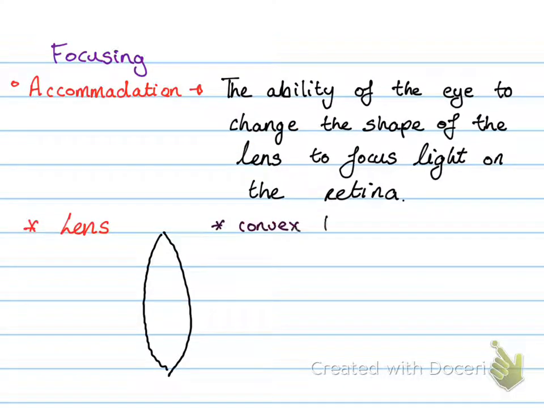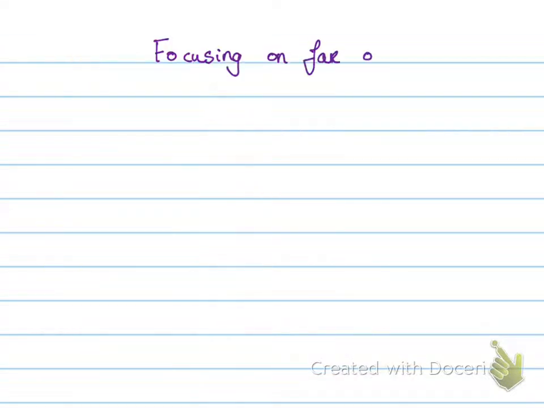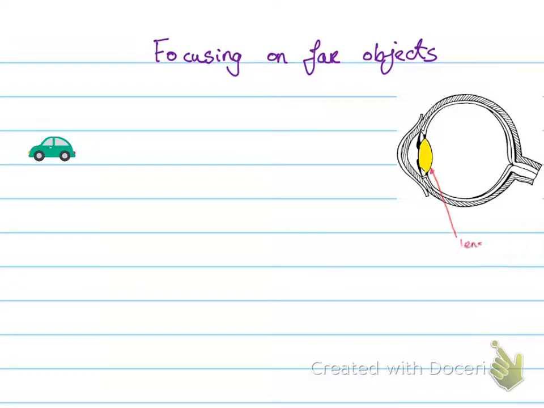So a reminder that the lens in the eye is convex in shape, and you want to focus all the light rays to a certain point, and that is where an image is formed. Ideally, that point needs to hit the back of the eye along the retina. So, focusing on far objects.